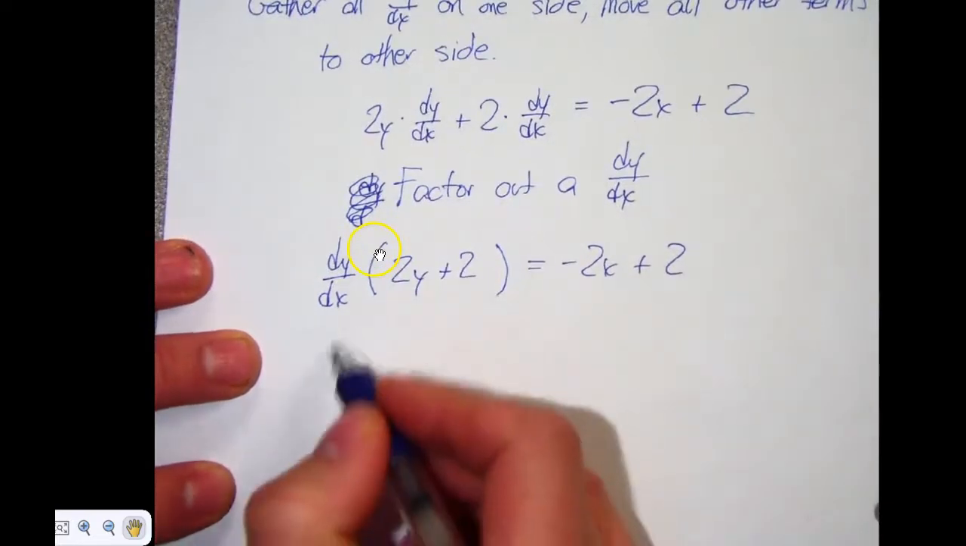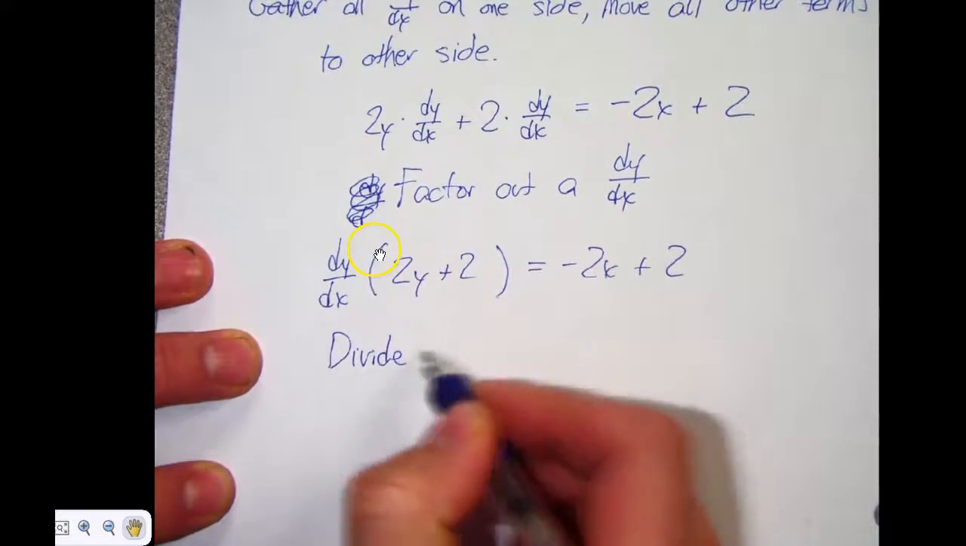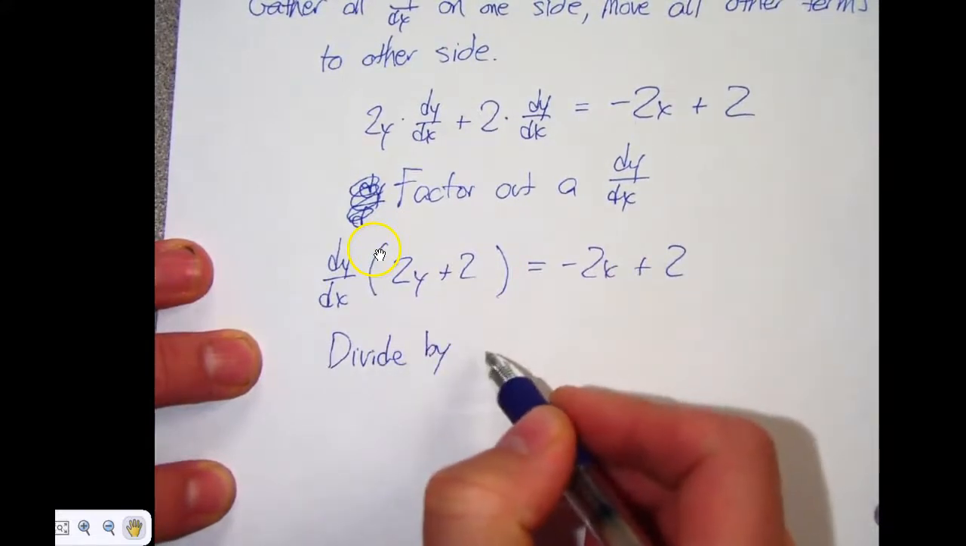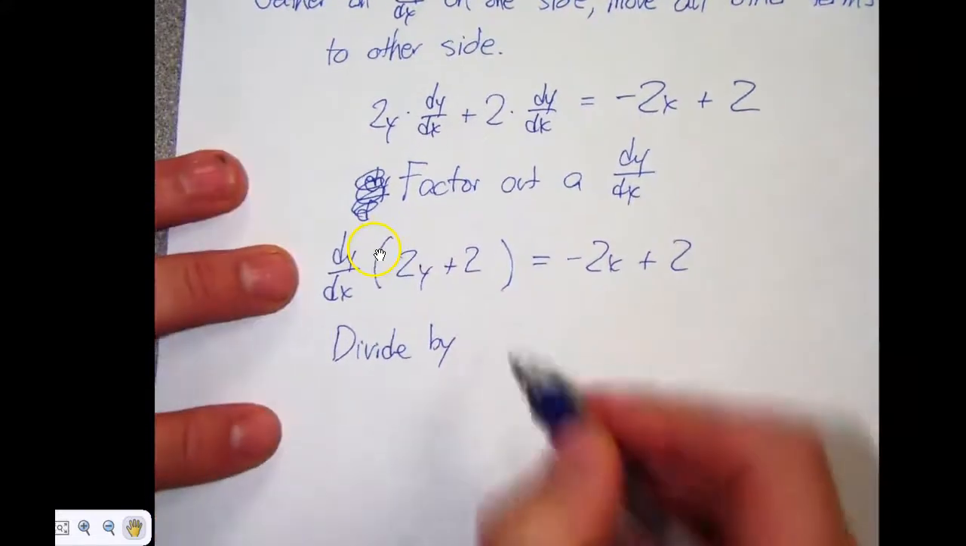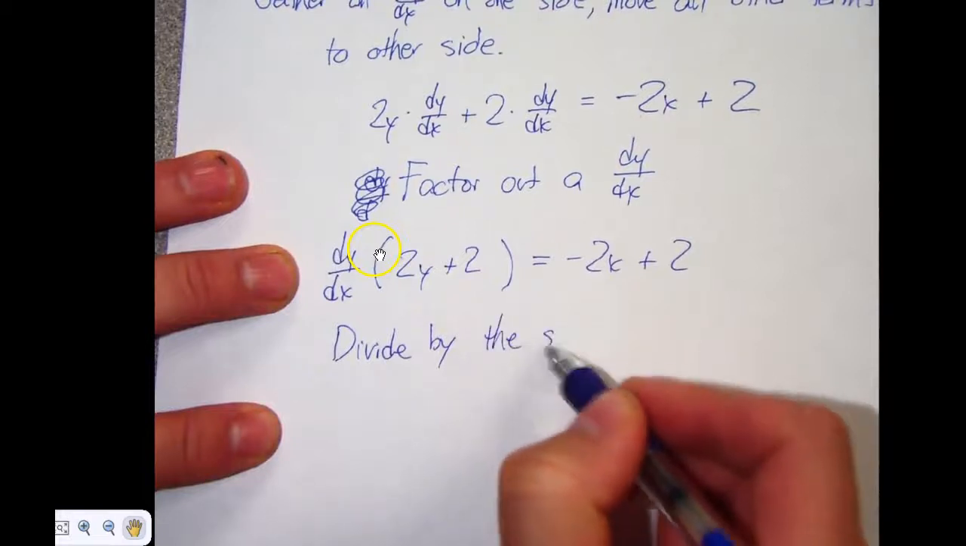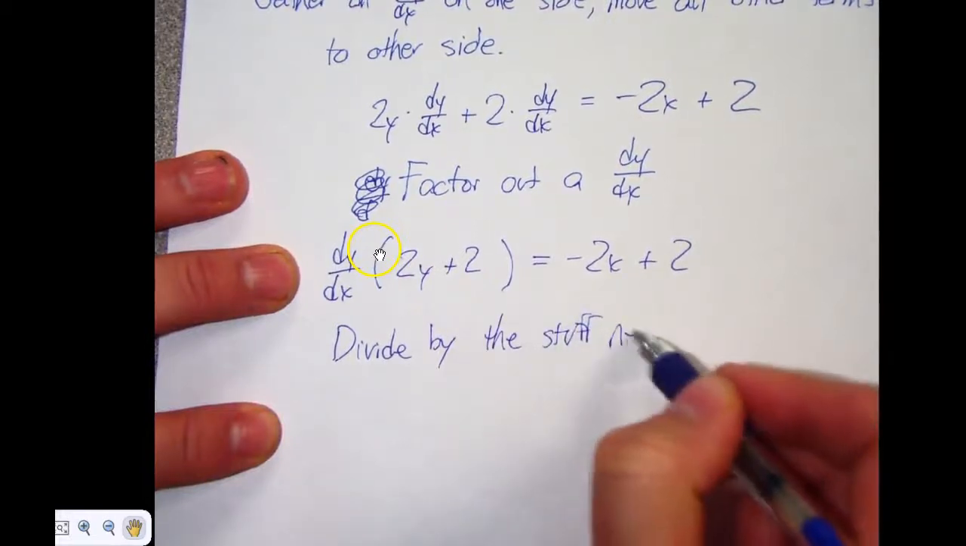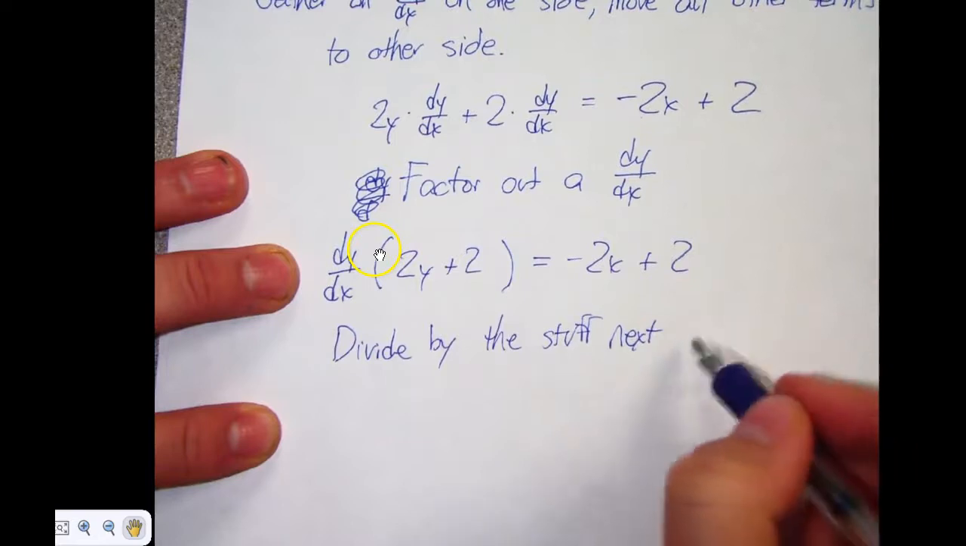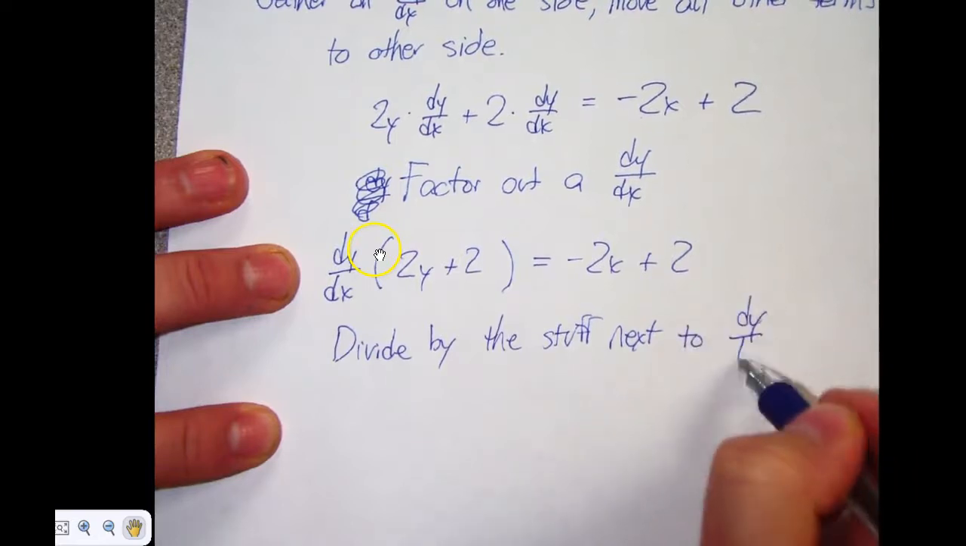Then, if I want dy dx by itself, what do I still have to do? Divide by 2y plus 2. So I'm going to divide by the stuff. It's high-level math terminology here. The stuff next to dy dx.